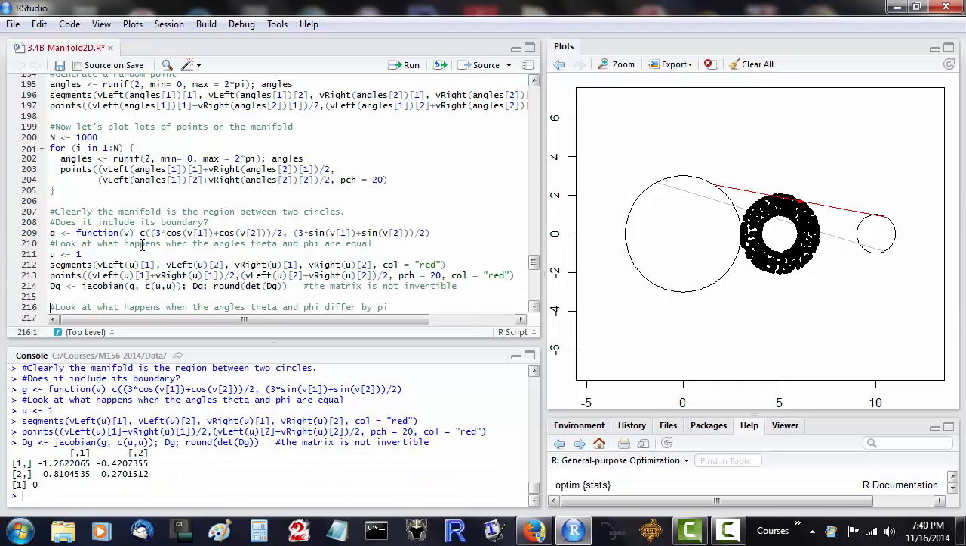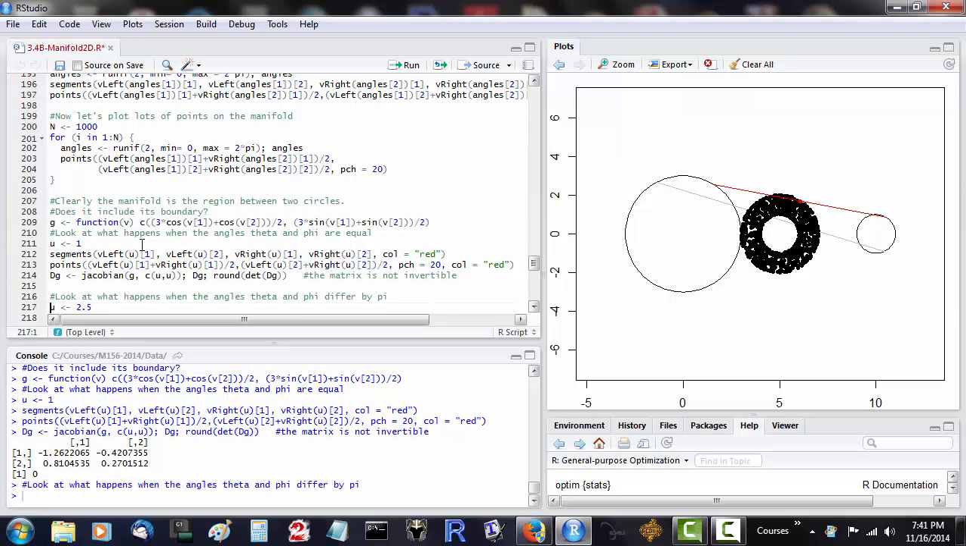If I calculate the Jacobian matrix there and form its derivative, its determinant, the determinant's 0. This matrix is not invertible. That means that the matrix is not one-to-one. It fails the test, so that particular point is not on the manifold.